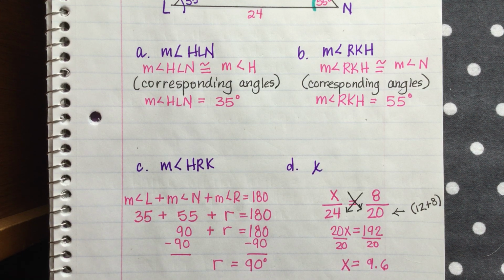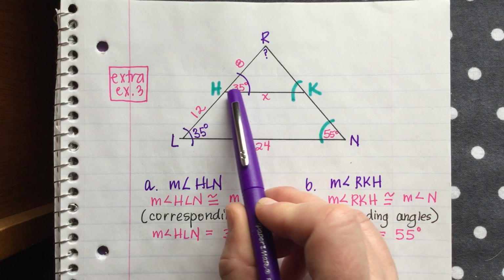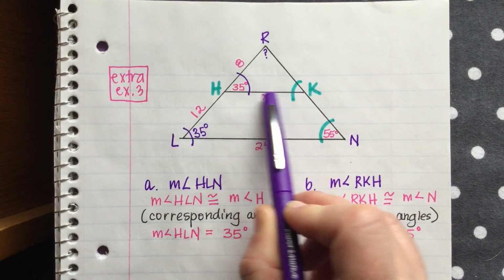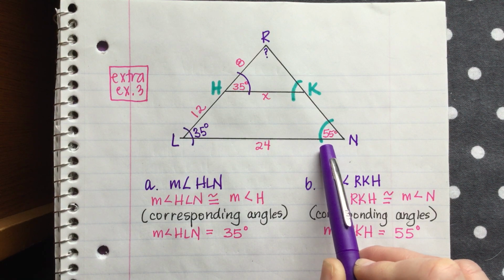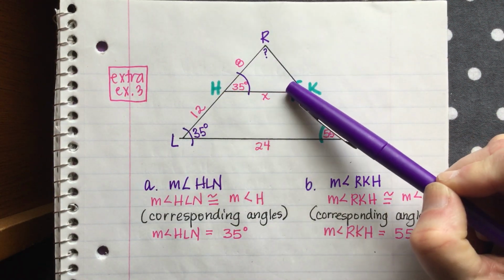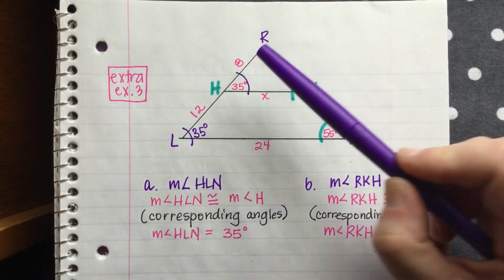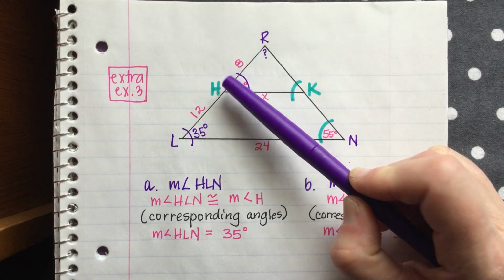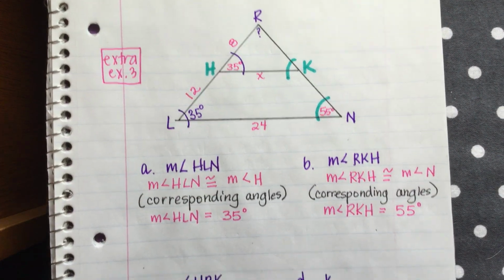Similar to the last example, if I am looking for this side here, X is in proportion to 24. Those are similar corresponding sides. And then what I can use is the values over here. So if I'm comparing x to the larger length of 24, I can compare 8 then to the larger length of 20. So I added the 8 and 12.